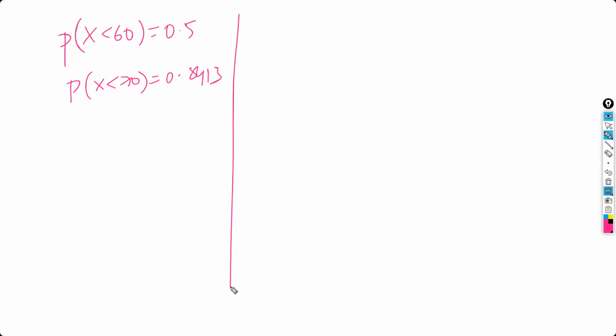Let's go with the third example. What is the probability of x less than 60 is completed. What is the probability of x less than 70 also completed, which is 0.8413. Keep this one aside. Now question number 3. What is the probability of x less than 50? Now tell me what is the answer for 50.